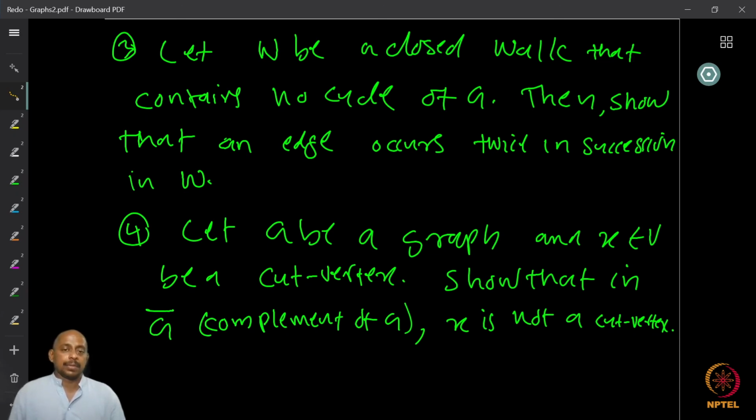Then the fourth question is that if G is a graph and X is a cut vertex, then show that in the complement of the graph, X is not a cut vertex. The complement of the graph is the graph obtained by making all the edges non-edges and all the non-edges edges. So these four questions I want you to think about and try to solve. And with that, let us stop for today.